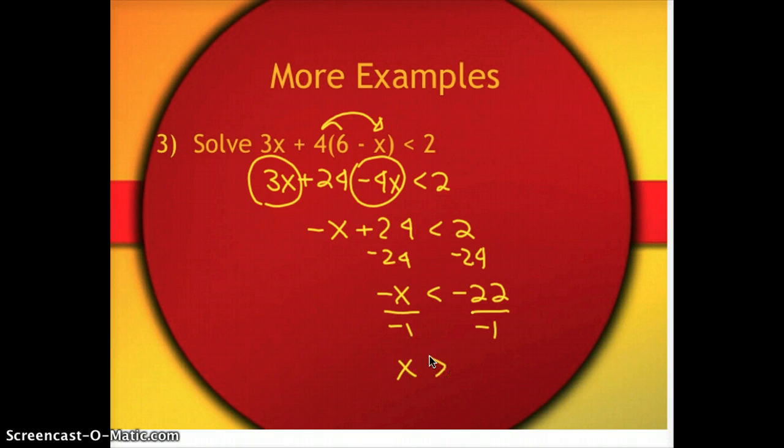All right, I hope you answered flip the equal sign, Mr. Schoberg, or flip the inequality symbol, that would be even better. So negative 22 divided by negative 1. We think x is greater than 22. And of course it would be great if you check that. I'm not going to show it in the video.